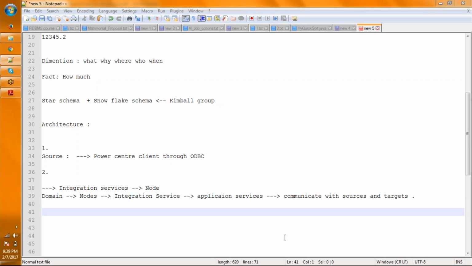Master gateway node is the one that hosts the domain. It is the machine on which my server is installed. Another rule about nodes is we can configure these nodes to run application services like integration service or repository service.